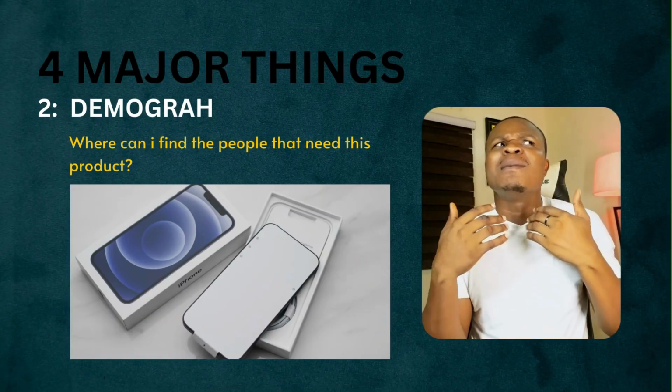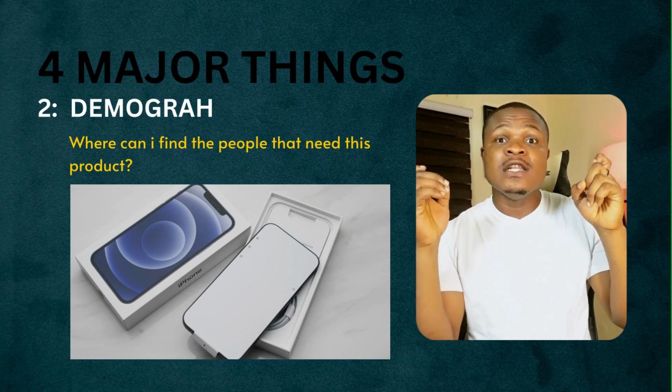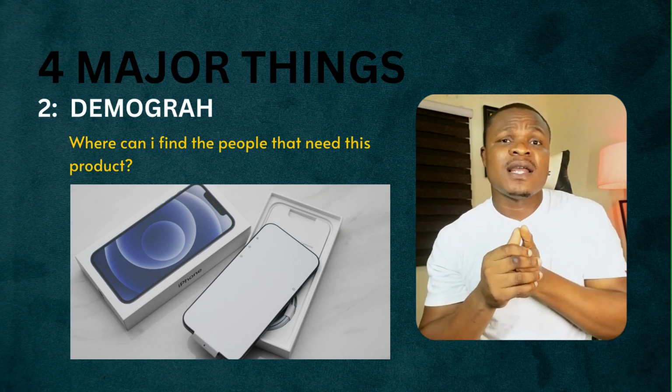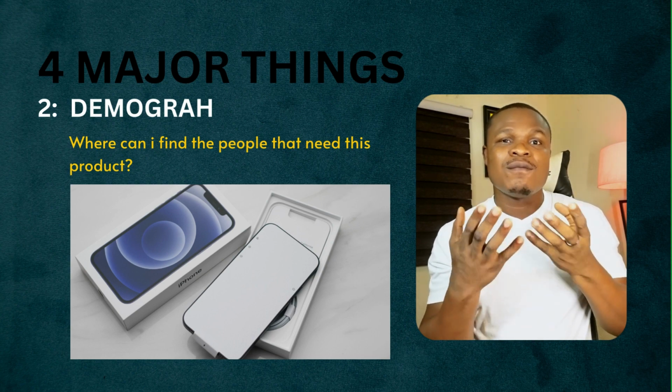Now, number two on the list is demographics. You need to understand that, okay, these people that need this product, where can I find such kind of people? What country, what location, what city, what neighborhood will I see the kind of people that should need this kind of product? Imagine me going to market iPhone 14 Pro Max in a village where they barely have light for 4 to 6 hours or stuff like that. It will look so funny to them.